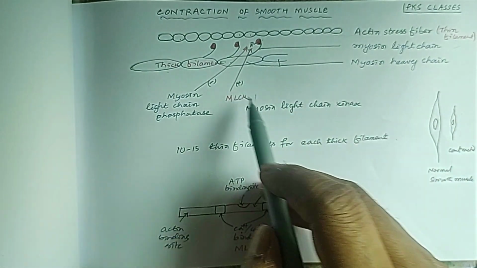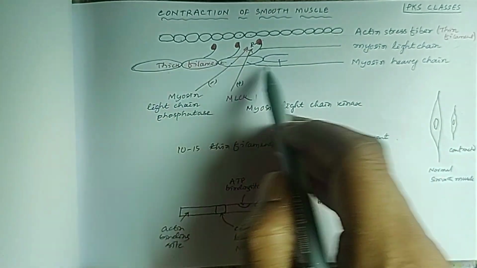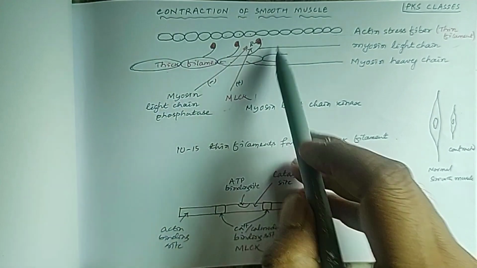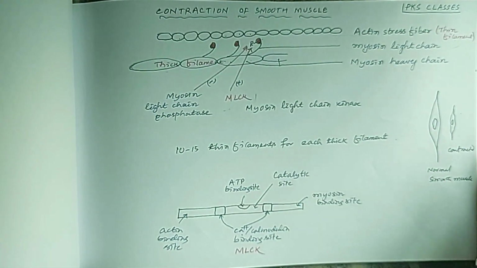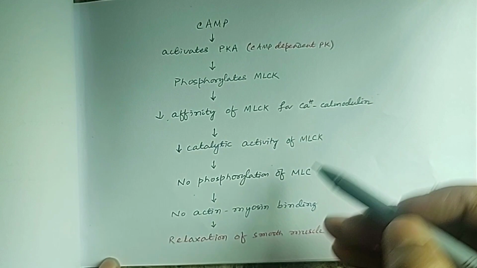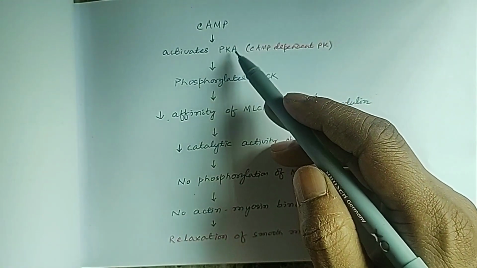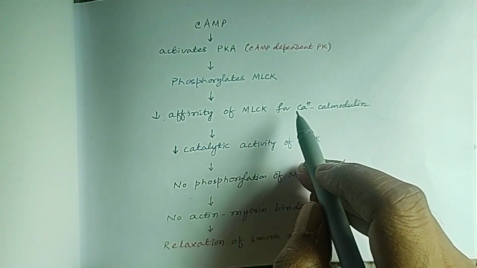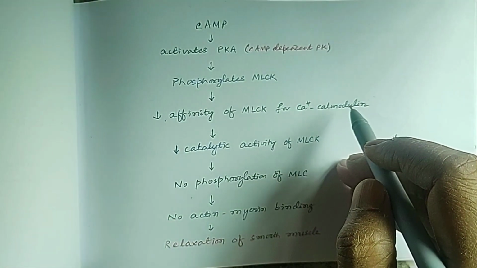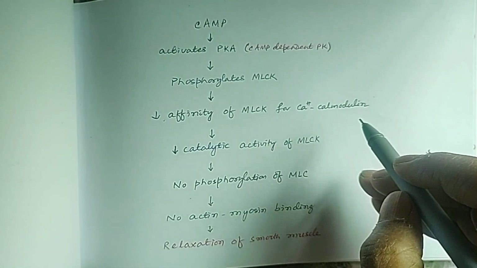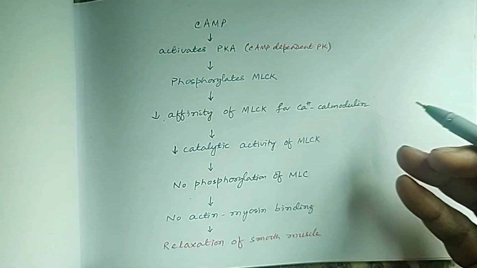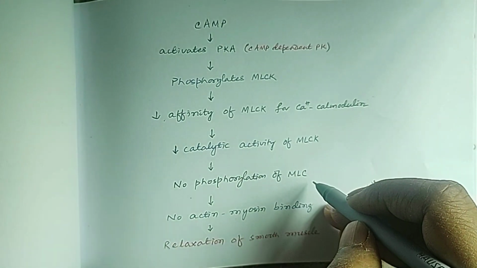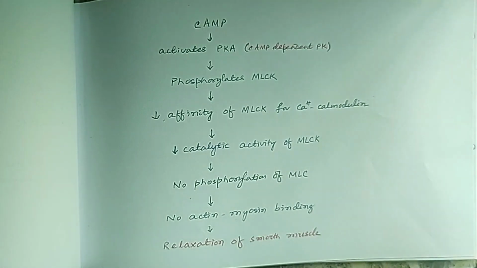Here you can see for each thick filament, 10 to 15 such thin filaments are there, and when there is binding, that will cause the contraction. And cyclic AMP, by activating protein kinase A, will phosphorylate MLCK and decrease the affinity of MLCK for calcium calmodulin. So there will be no activation of MLCK, and that decreases the catalytic activity, no phosphorylation of myosin and no actin myosin binding, so relaxation of smooth muscles.